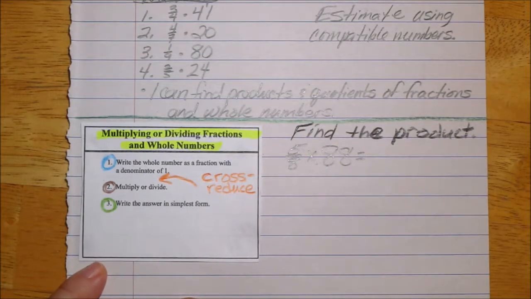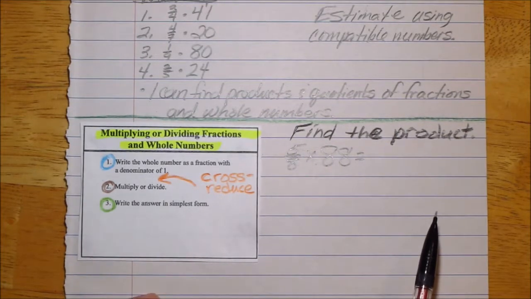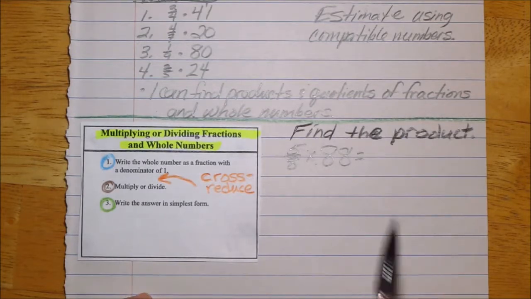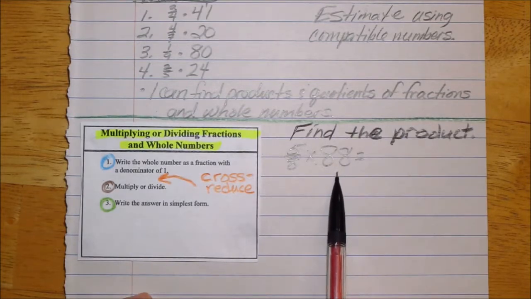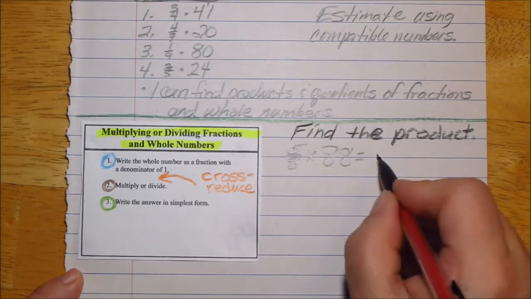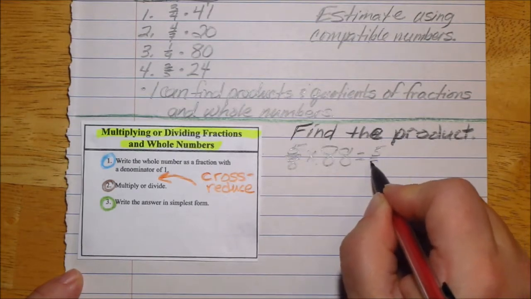Okay, the first step says to write the whole number as a fraction with a denominator of 1. Well, 88 is our whole number, and all that means is to rewrite it as a fraction over 1, because we know that doesn't change its value. Any number over 1 is that number, right?